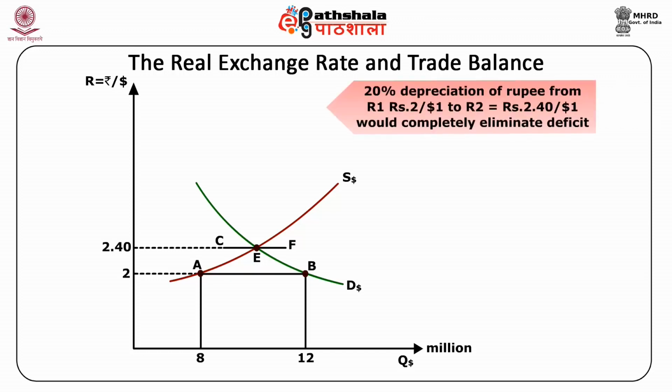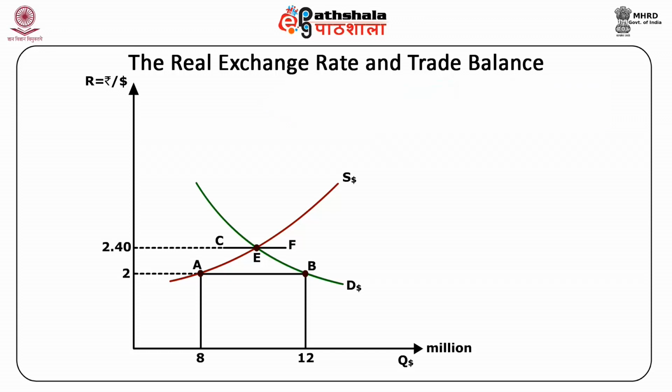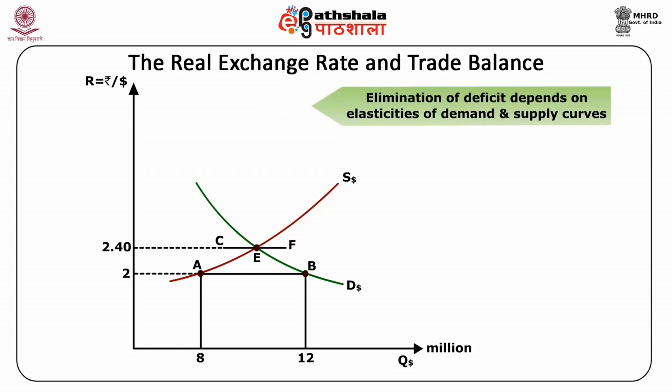A 20% depreciation of the rupee from R1 equal to rupees 2 per $1 to R2 equal to rupees 2.40 per $1 would completely eliminate the deficit, as at this exchange rate the quantity demanded of dollars is equal to the quantity supplied of dollars. However, this elimination of the deficit depends on the elasticities of the demand and supply curves.